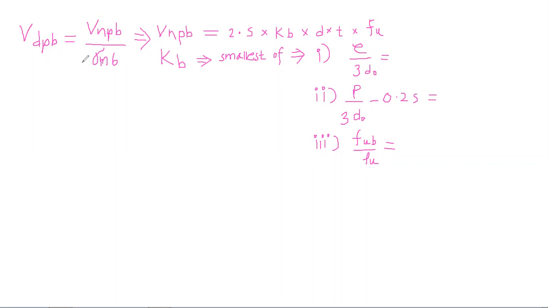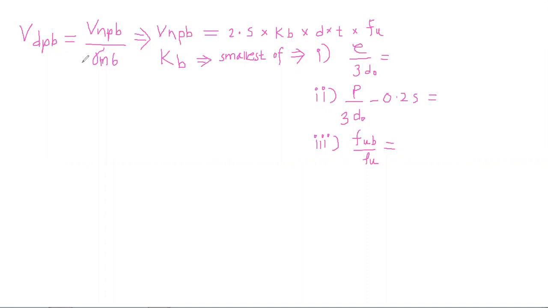Now the KB is a constant, and that constant can be found out as per the IS code from the smallest of these three values. The first value is E divided by 3D0, where D0 is the diameter of hole. Second value is P divided by 3D0 minus 0.25, P means pitch. Third is the ultimate capacity of bolt divided by the ultimate capacity of plate, that ratio. Out of these three values, the smallest value is the one we are going to consider.